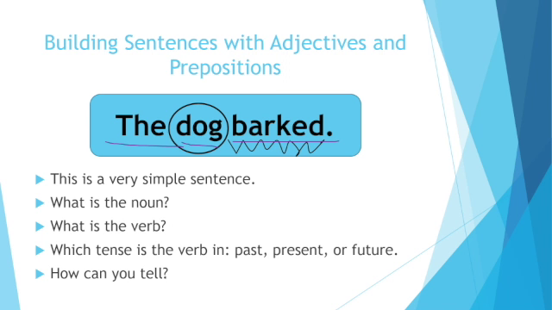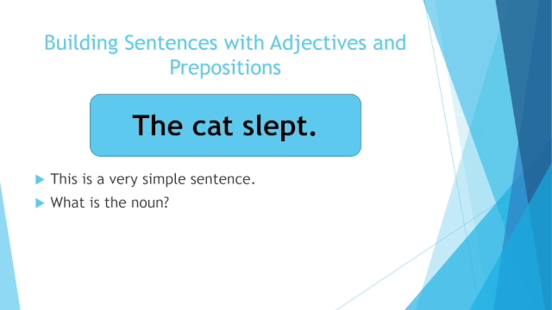So which tense is the verb in? Past tense, present tense, or future tense? Barked. Very good. Barked is in past tense. How can you tell? You can tell this because the ed on the end of the word barked gives us the information to let us know that it has happened in the past. Let's do another one. This is another very simple sentence.